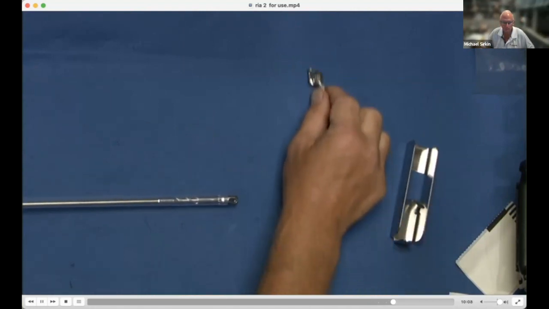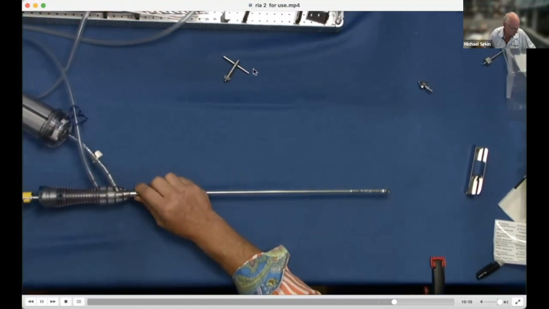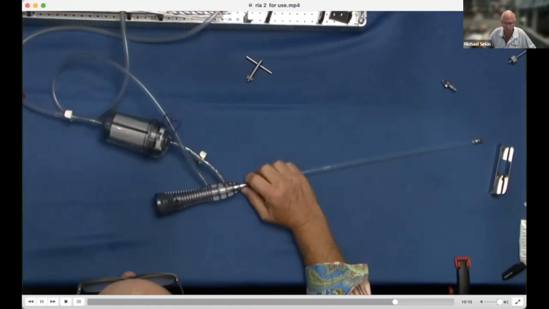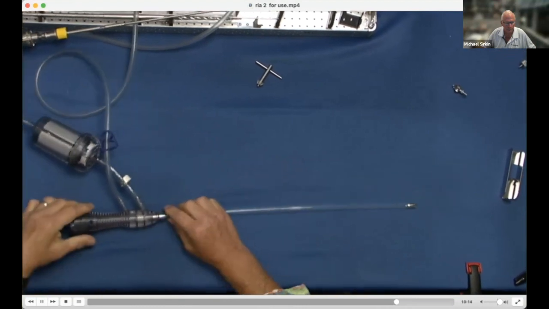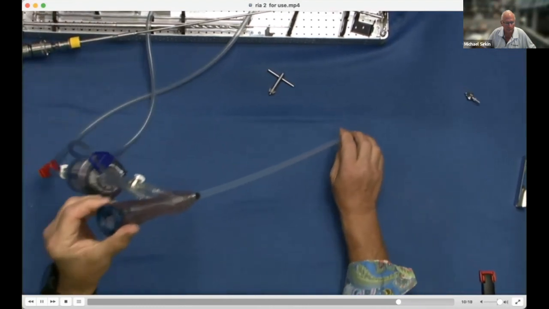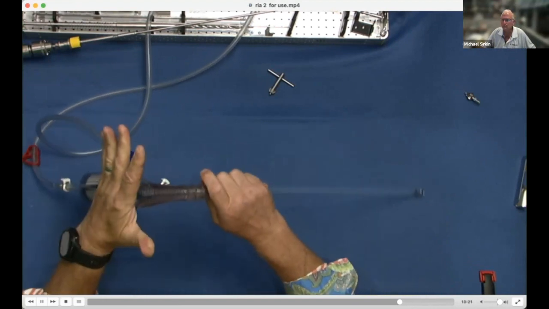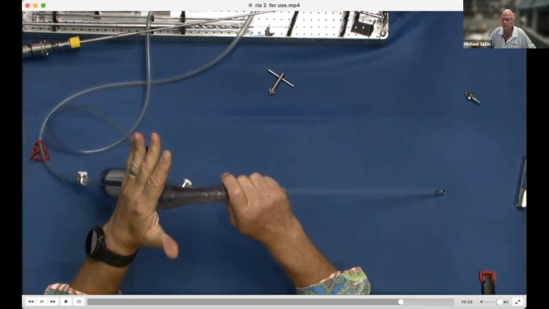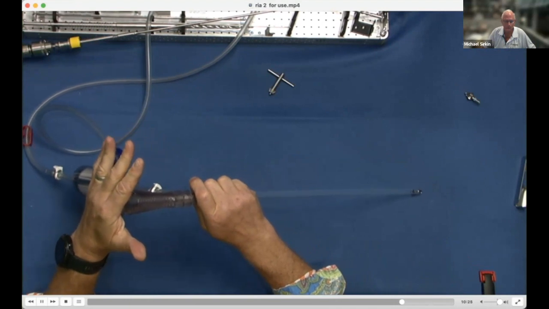Additionally, as you continue to remove the rest of your drive shaft, you can still use your entire RIA if you want to irrigate out the canal by placing your hand over the top like this. And now you have an intramedullary irrigator as well.